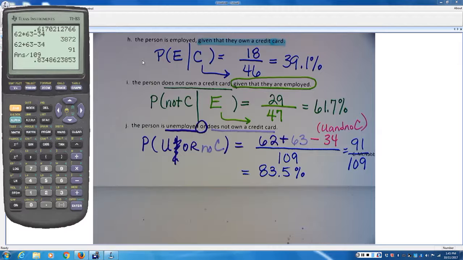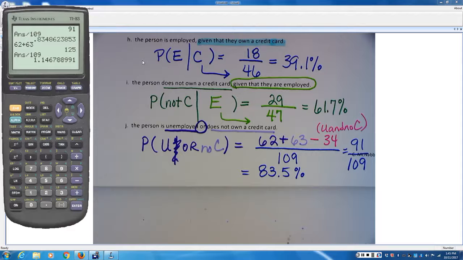If I hadn't paid attention to the fact that there were people in both categories, then my problem would have looked like this: 125 out of 109. Is that possible? No. You only got 109 people. You can't possibly have 125 out of that 109. Where are you going to get the other people from?